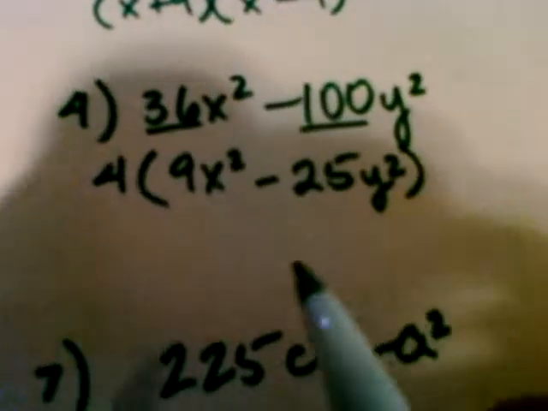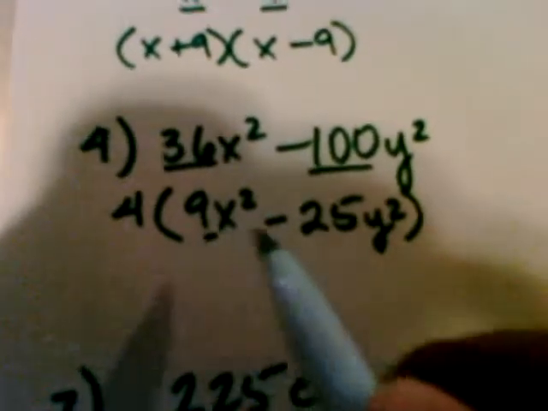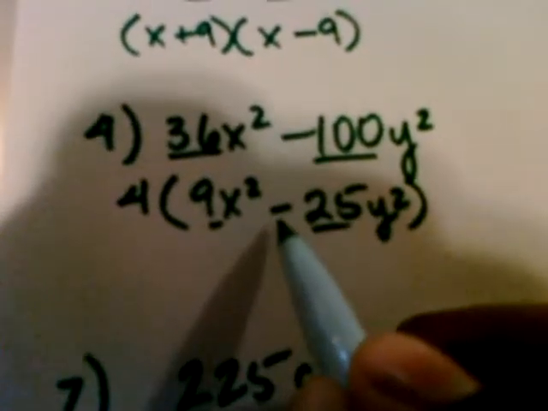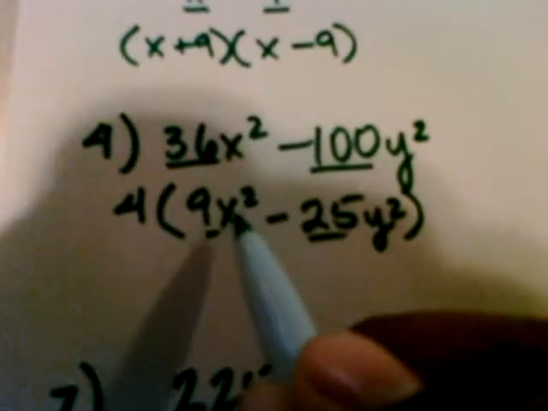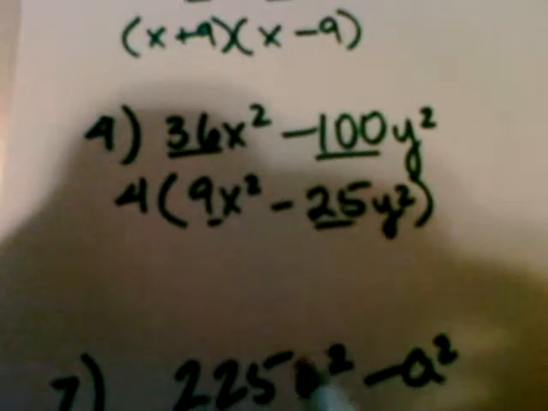So another thing we would need to do here is then realize that this is the difference of two squares. Here's your difference. Here are your two squares. 9 is a perfect square and x squared is a perfect square. 25 is a perfect square and y squared is a perfect square.